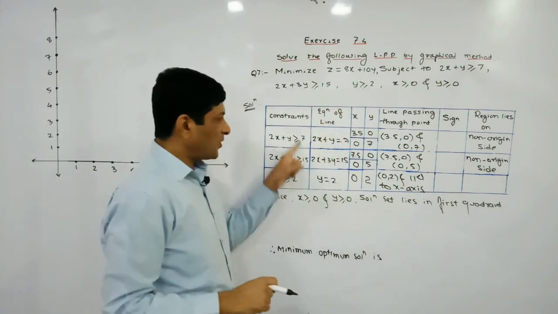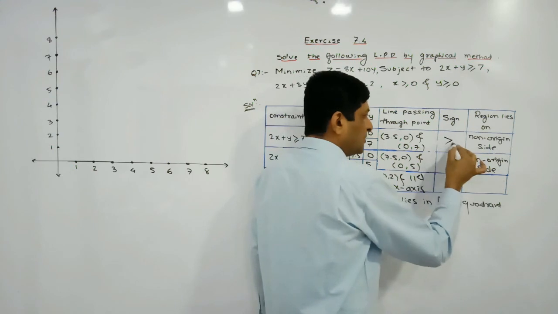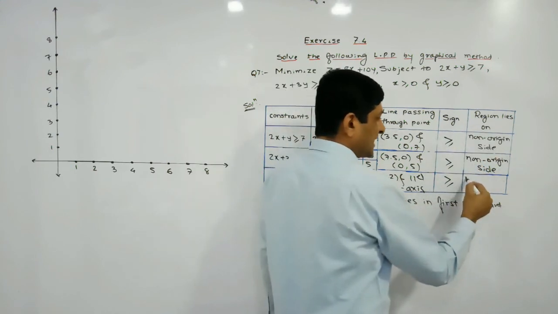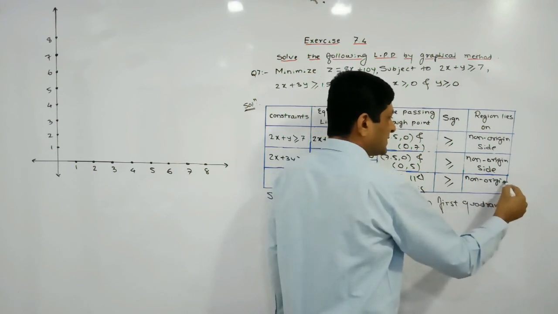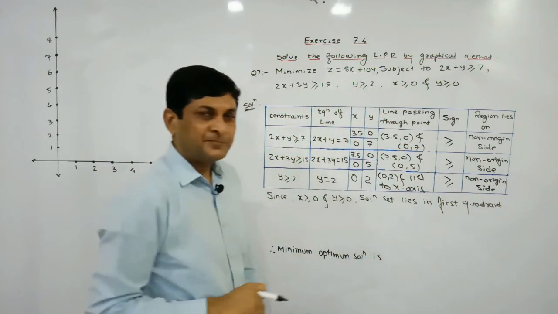If you observe all the constraints, which sign appears? Greater than or equal to, and we know that if greater than or equal to appears, at that time the non-origin side part will be the solution set, or we can say that the solution set lies on the non-origin side part.